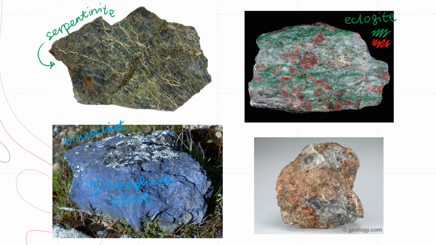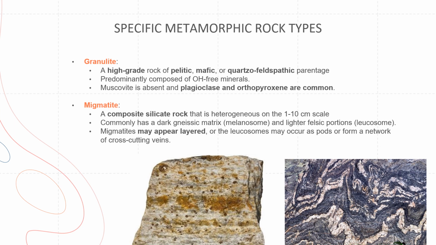And in the bottom right-hand corner, which looks a bit messy, is our friend skarn. The last two examples on our list of specific metamorphic rock types are granulite and migmatite. So granulite is a high-grade rock of pelitic, mafic, or quartzo-feldspathic parentage, and it's predominantly composed of OH-free minerals.